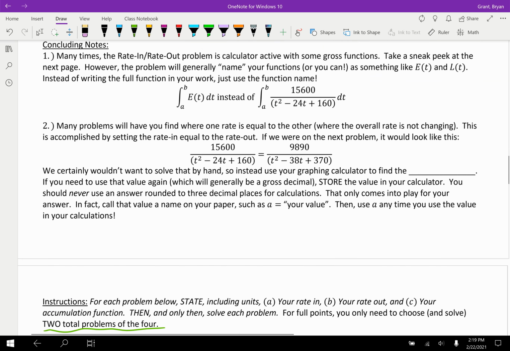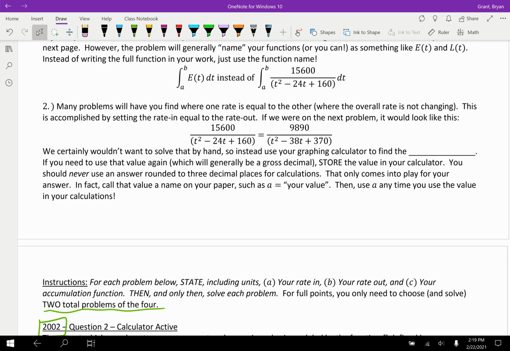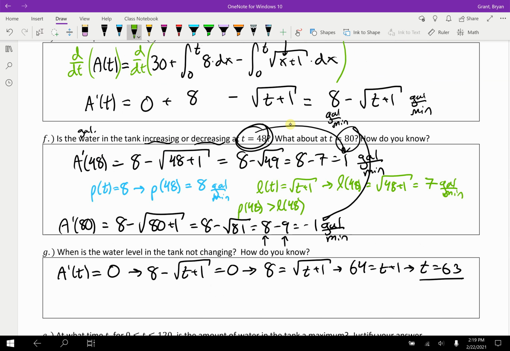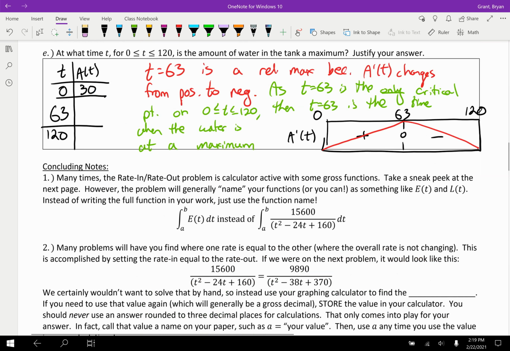All right. Second, many problems will have you find where one rate is equal to the other, or where the overall rate is not changing. And that's like what we saw up above, right? When is the water level not changing? That's setting A prime of t equal to 0, or it's determining where the two rates are equal to each other, right?